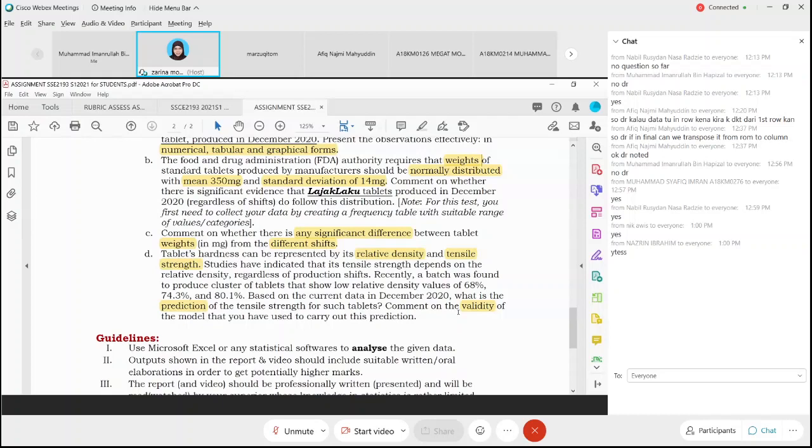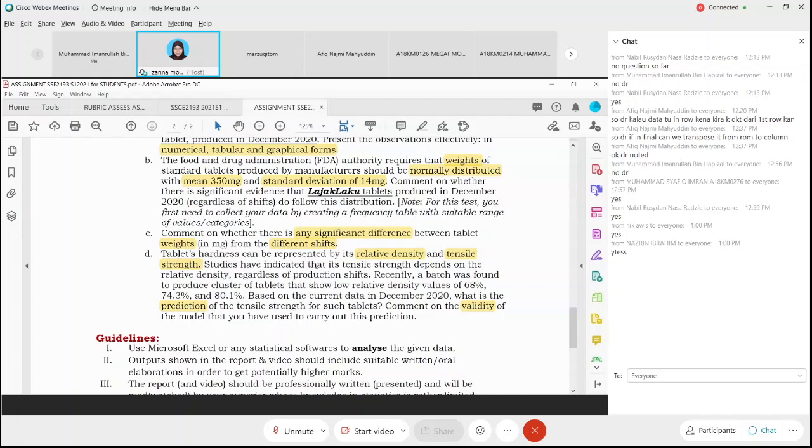Your simple linear regression equation is valid only if the values you use to predict, which is the values of X, where X is the relative density, okay? If the values are within the given range. So you need to look at your raw data, whether this value 68% and so on are within the range given in your data. So you look at the minimum relative density, maximum relative density, and see whether these values are within that interval, okay, between minimum and maximum.